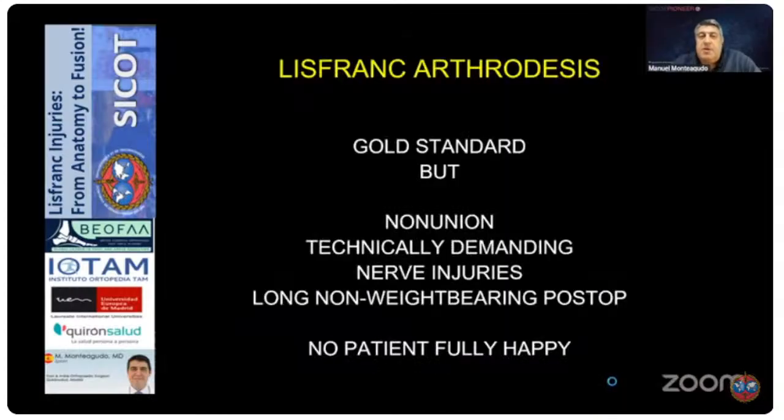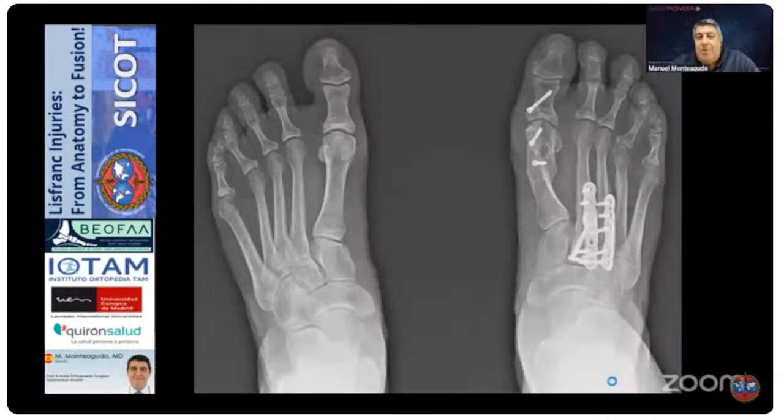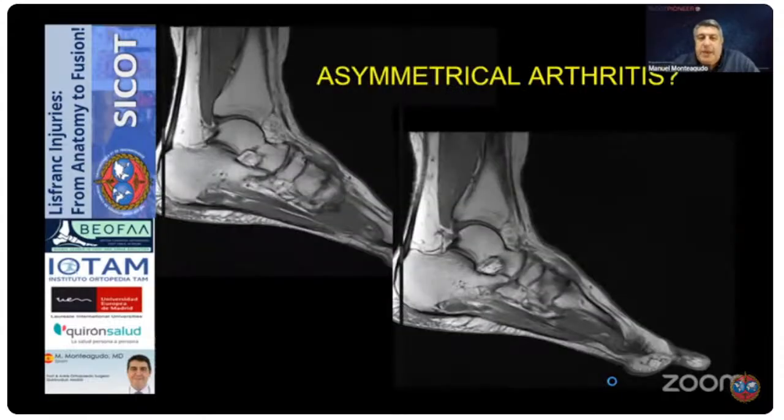Still, for those patients, Lisfranc arthrodesis was the gold standard, but it was prone to non-union. It was technically very demanding. You were prone to have nerve injuries, and it was easily associated to a long time non-weight bearing in the post-op. So most patients were not fully happy. You couldn't expect Christmas presents from these patients because they were not really happy with that procedure. And even in those cases in which we had a solid fusion, they were not happy with the stability and residual symptoms of the Lisfranc joints.